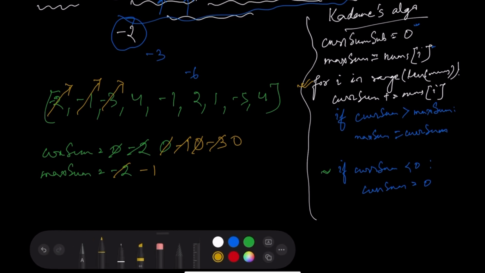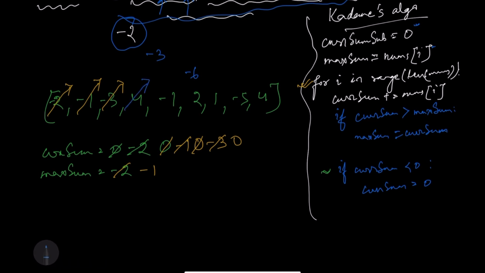Now let me just change color. What will happen is, now our current sum would be 4. In here our current sum is 4. 4 is greater than -1, so we will be having 4 here. Now 4 is a positive integer, so we will not update it to 0. We would enter our loop again.